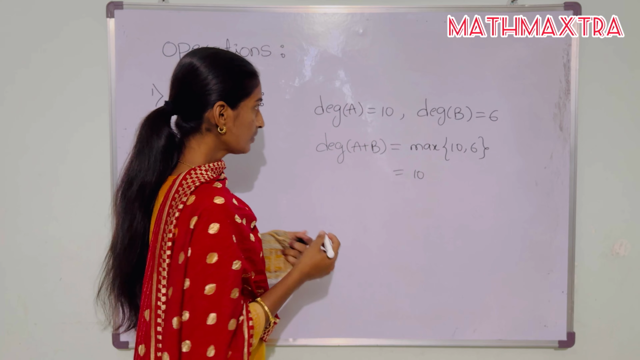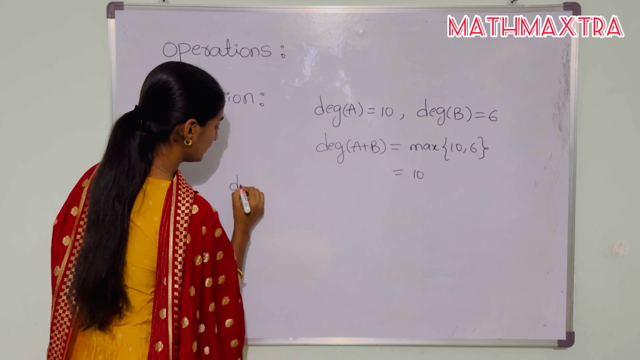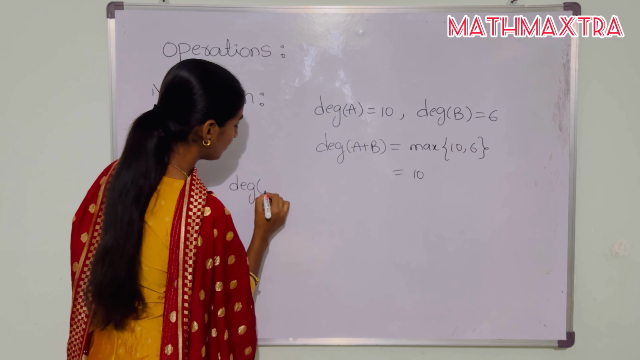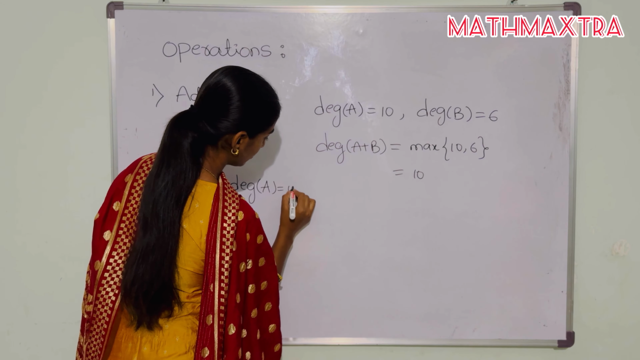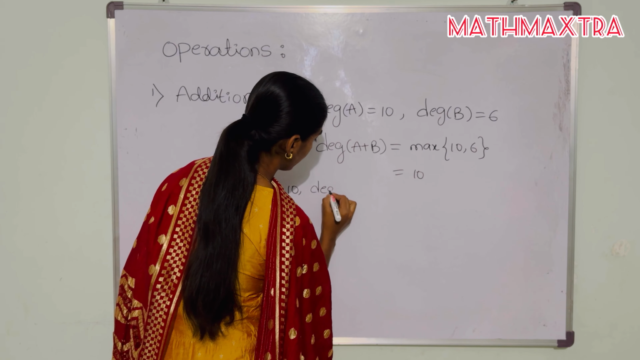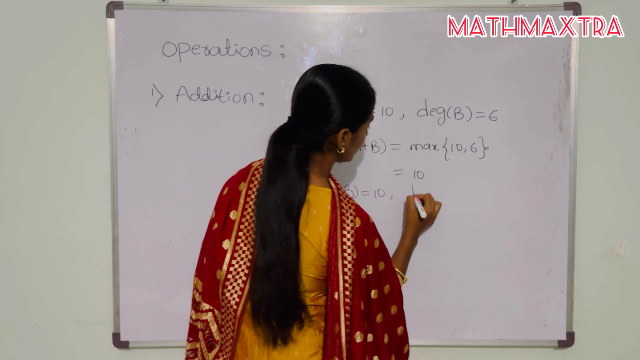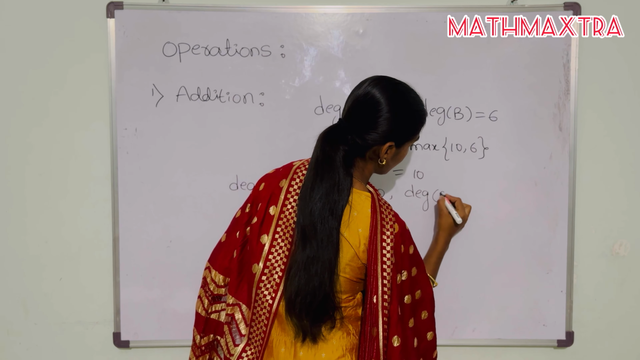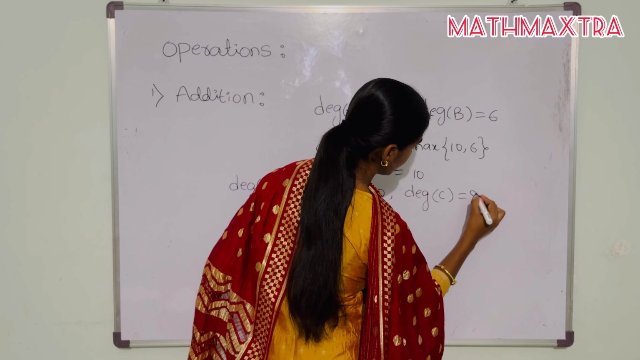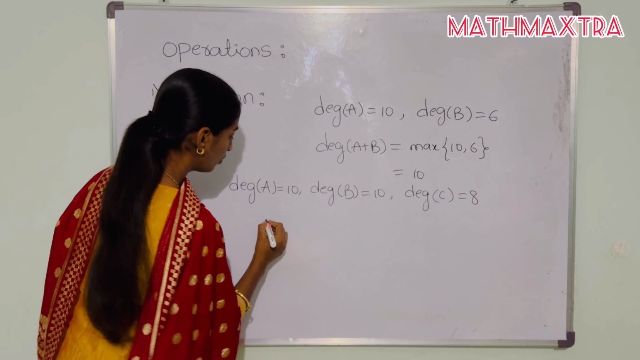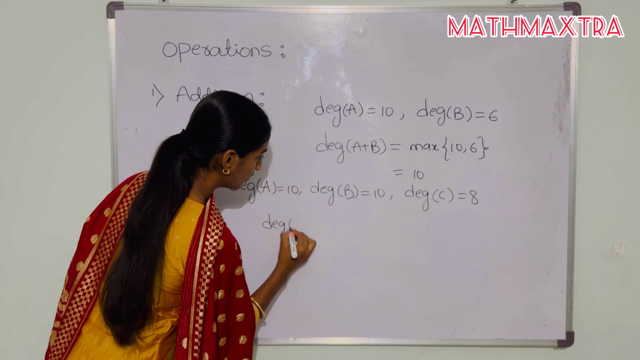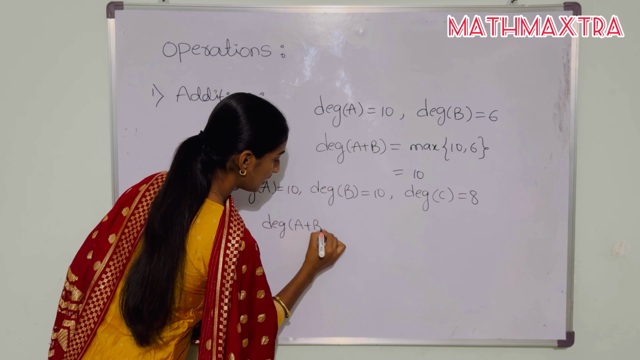Okay. Suppose you take 3 expressions, what happens? The degree of a is equal to 10, the degree of b is equal to 10, and the degree of some expression c is equal to 8. Now tell me what is the degree of a plus b plus c.